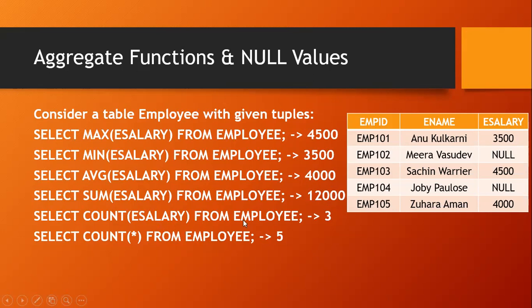Select count of e-salary from employee. When a particular column is mentioned, count will return the number of items excluding the null values. There are 5 records and 2 of them are null values, so these have to be excluded. The remaining are only 3 having values. So what is the output? You got the output as 3.